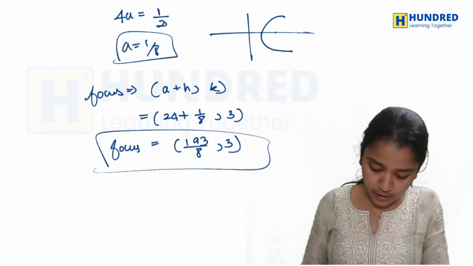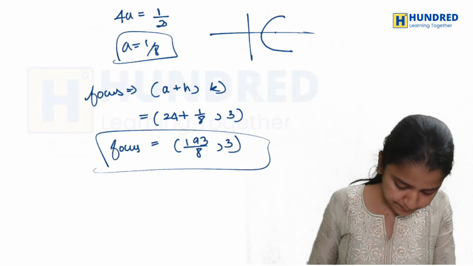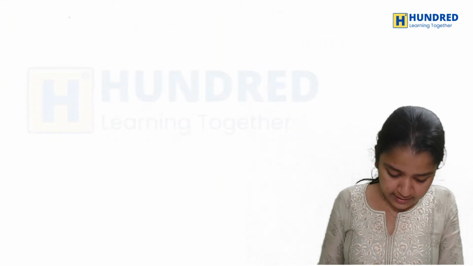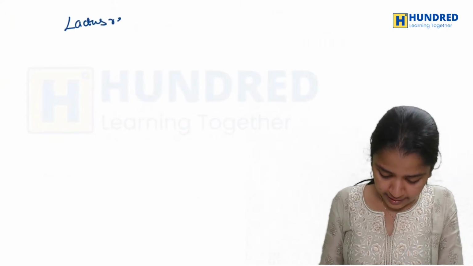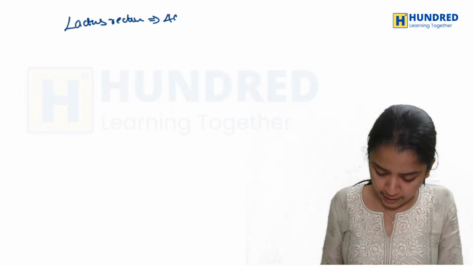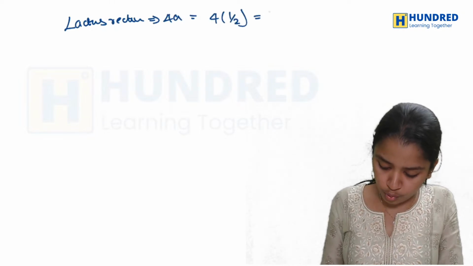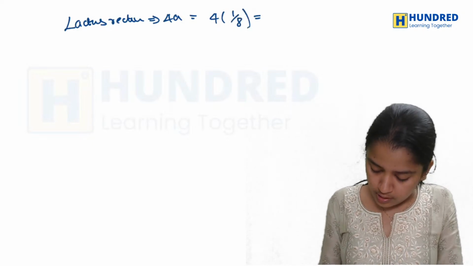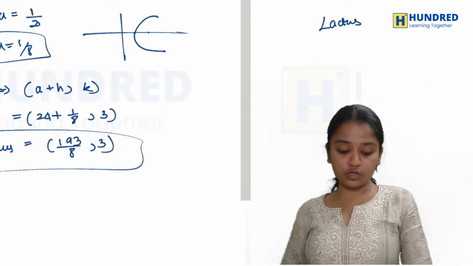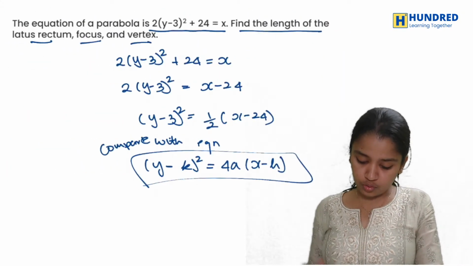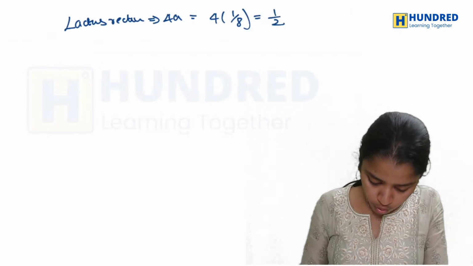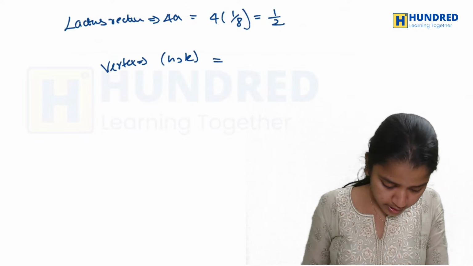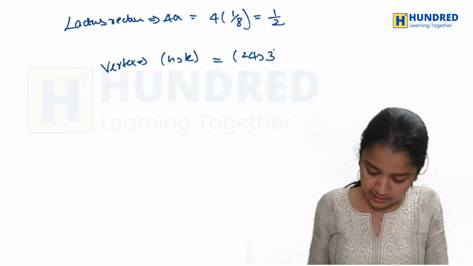Now I have to find the latus rectum. My latus rectum is 4a, which is 4 into 1 by 8, that is nothing but 1 by 2. So 1 by 2 is my latus rectum. Now I have the vertex. The vertex is basically my h comma k. So here the vertex is 24 comma 3.